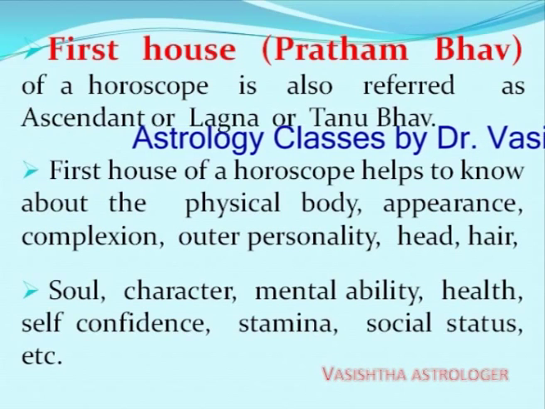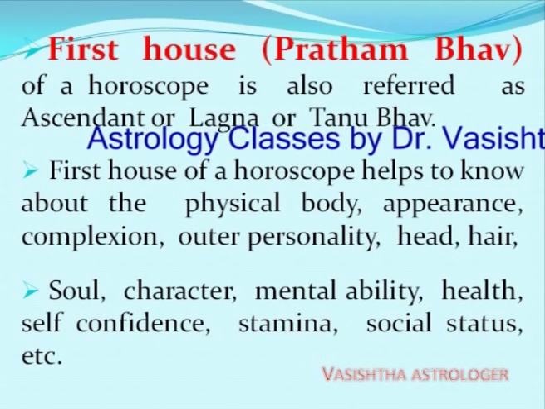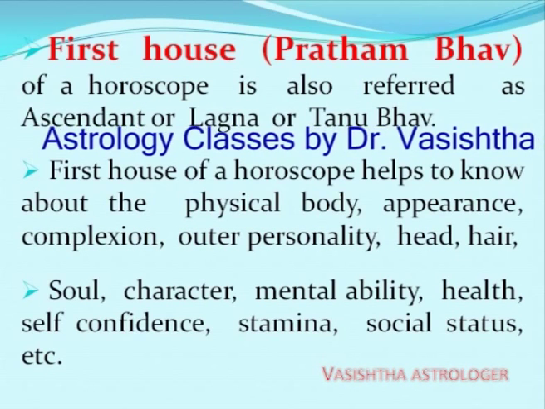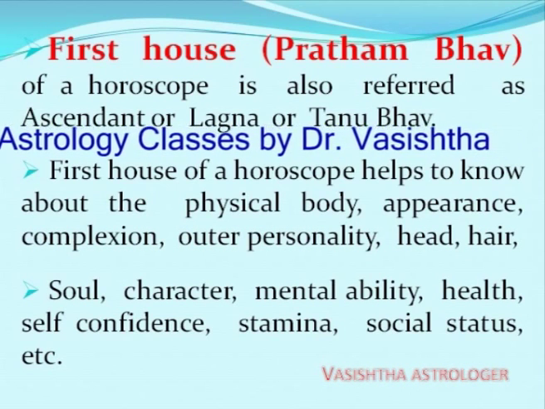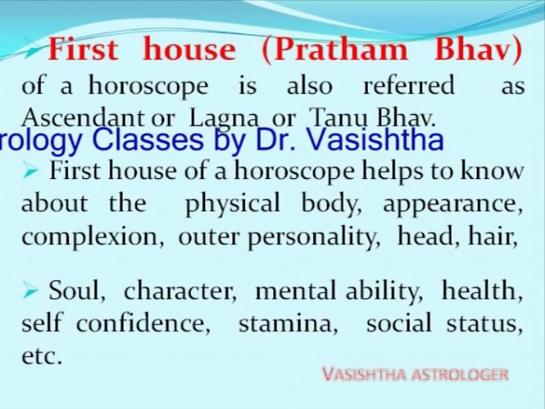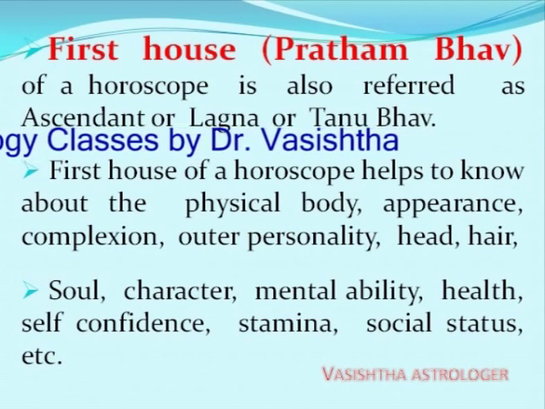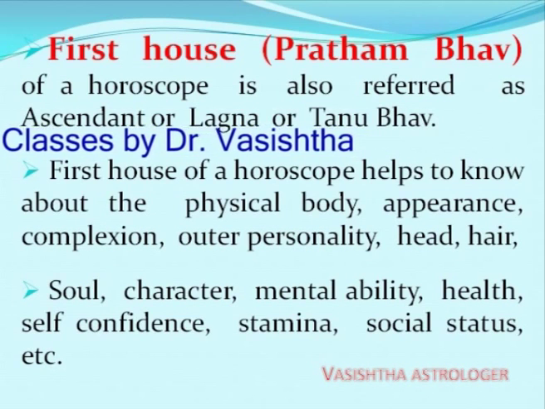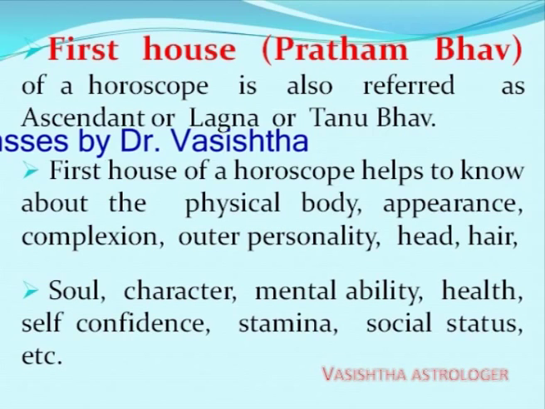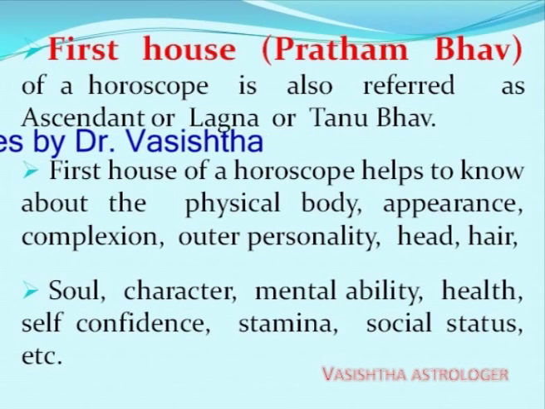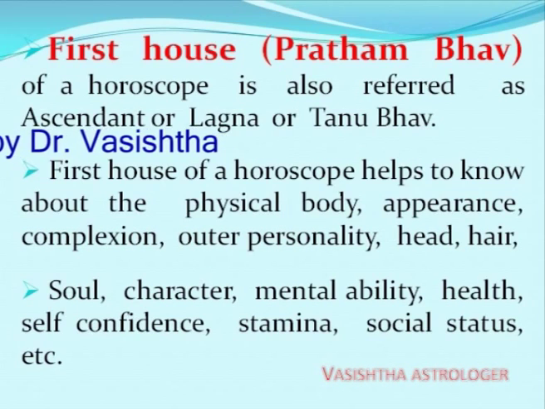First house of a horoscope helps to know about the physical body, about the appearance of the person, complexion, outer personality, head, hair. You can know a lot by observing the first house or Lagna. First house also helps to know about the character, mental ability, health, confidence level, stamina, social status of the person. The first house helps you to know about the inner and outer personality of a person.